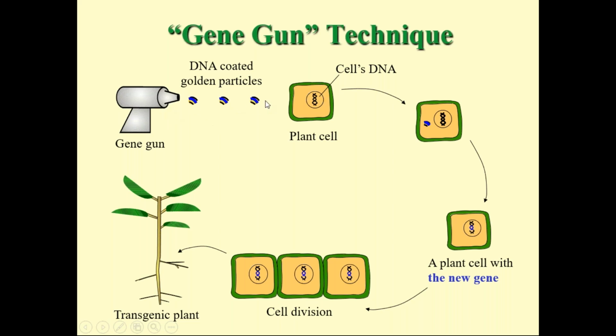So because of the impact, the holes will be made on the plant cell, and the DNA with the gold particles to give it that impact enters the plant cell. The DNA integrates with the host genome. You have a new gene, then you have cell division, and then you can select for the transgenic plant.